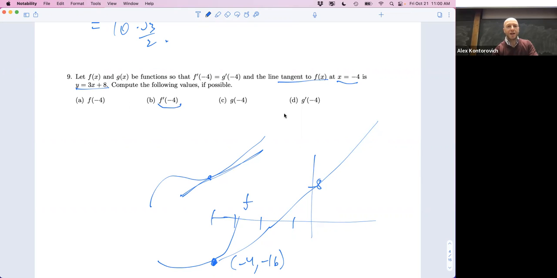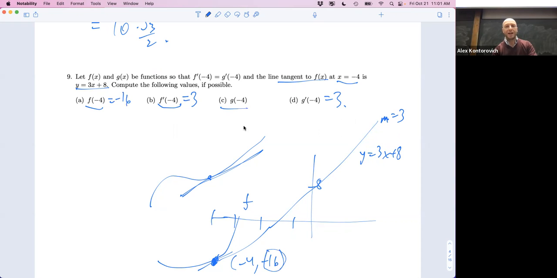Okay. f prime of -4. Now I know this line. This line is y equals 3x plus 8, so its slope is 3. That means I know what this derivative is. This derivative is 3. The value of f at -4 is -16 because that is the equation of the tangent line. It's kissing f at that point. So there's my -16.